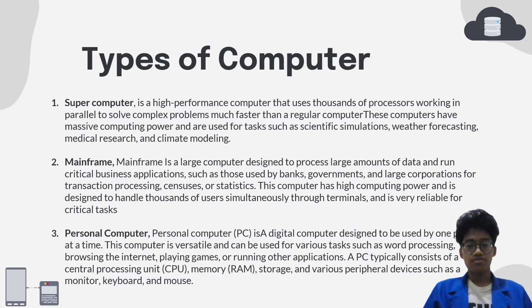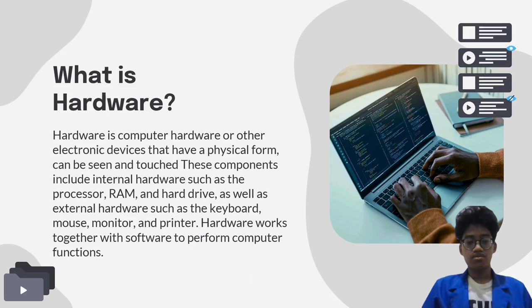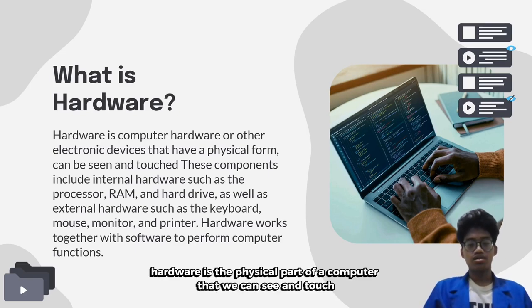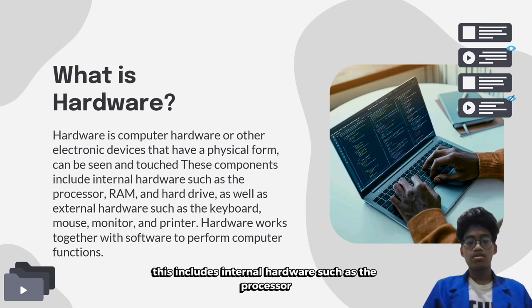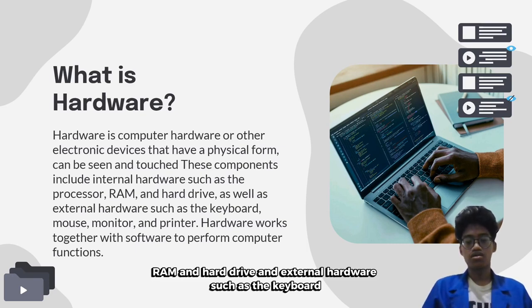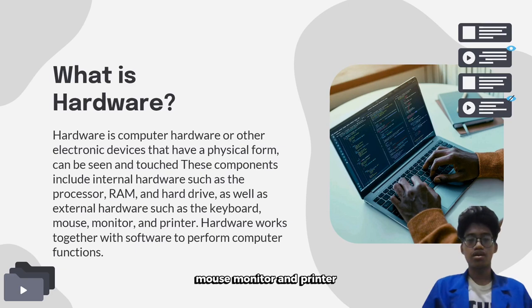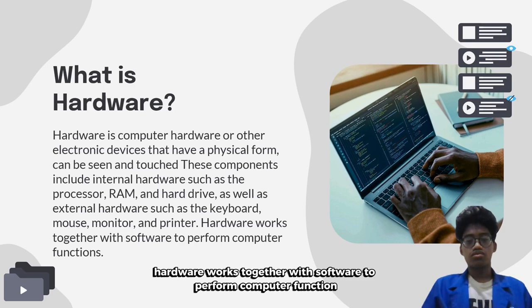Okay, next, what is hardware? Hardware is the physical part of a computer that we can see and touch. It includes internal hardware such as the processor, RAM, and hard drive, and external hardware such as a keyboard, mouse, monitor, and printer. Hardware works together with software to perform computer functions.